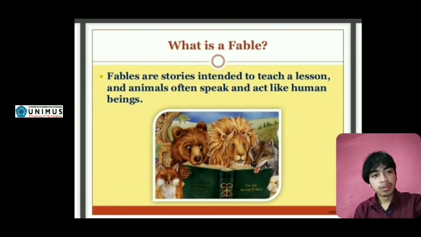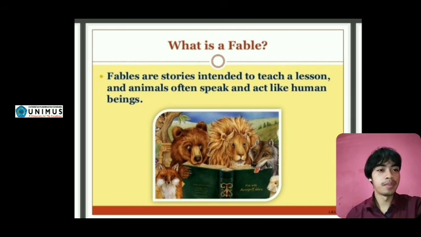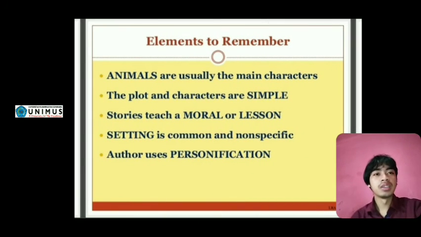Okay, the last material is fable. Fables are stories intended to teach a lesson, and animals often speak and act like human beings. Elements to remember: animals are usually the main characters. The plot and characters are simple. The story teaches a moral or lesson. Setting is common and non-specific. Authors use personification. These are the elements to remember for fable.